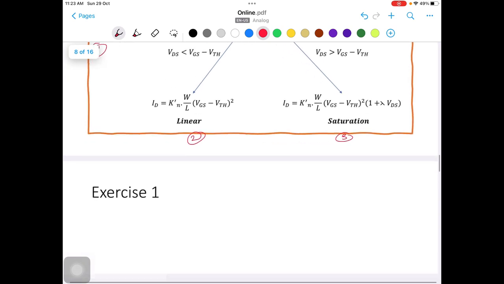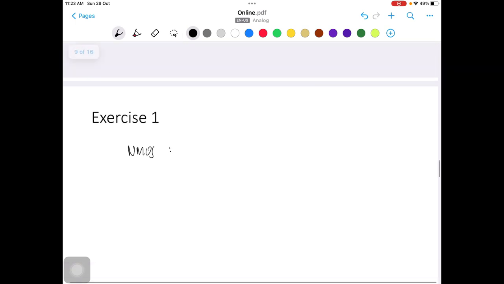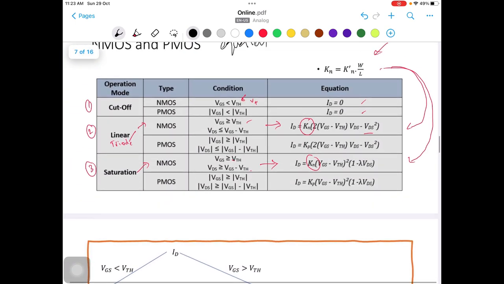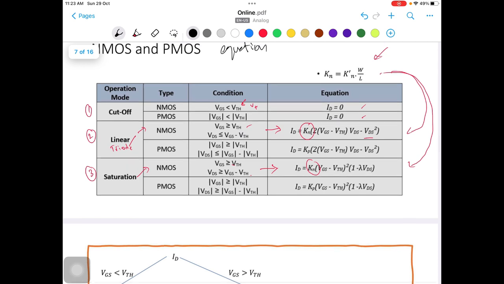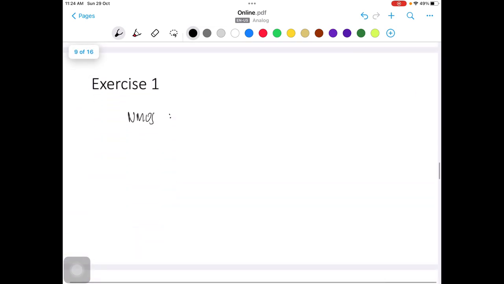Okay, let's move into the exercise. If it's given NMOS, why NMOS specifically? I give a question for NMOS because, as we see here, NMOS and PMOS have different equations. So if the question specifically says NMOS, it will be NMOS.